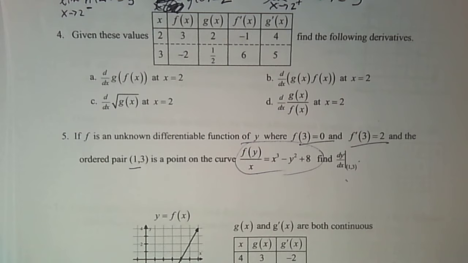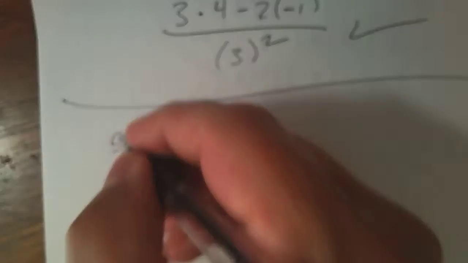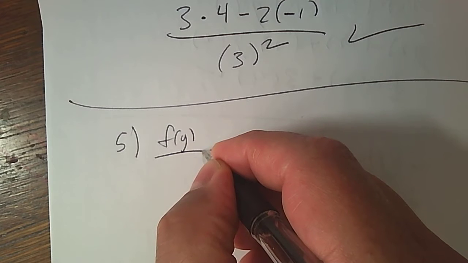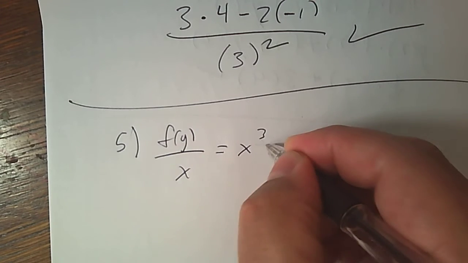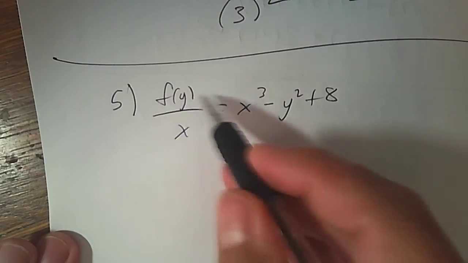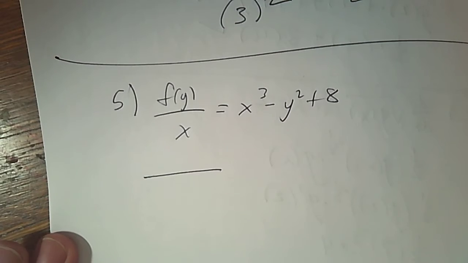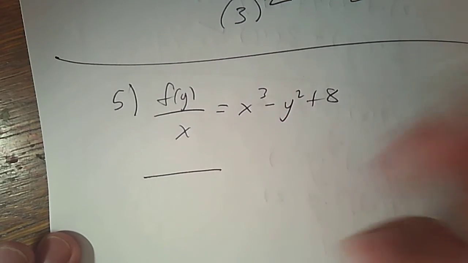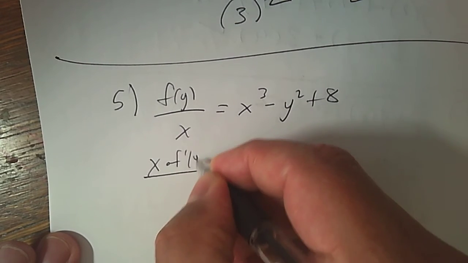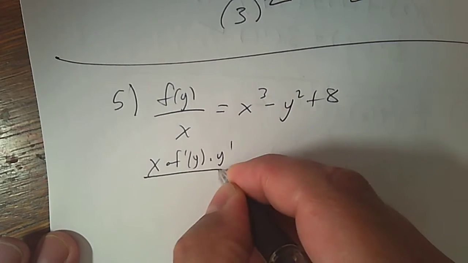All right. So first of all, do you have the ability to take the derivative of something that looks like this and is implicit? So let's write it down. f at y divided by x cubed subtract y squared plus 8. What's the derivative here? Well, first of all, on the left side we have the quotient rule. So let's do the quotient rule. And every time y is involved, we need a y prime. So it's the bottom times the derivative of the top, and I need y prime attached to that.